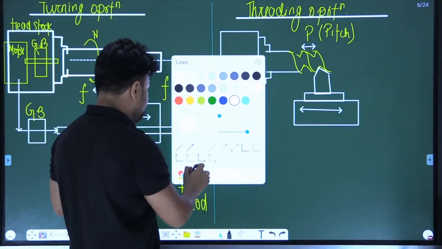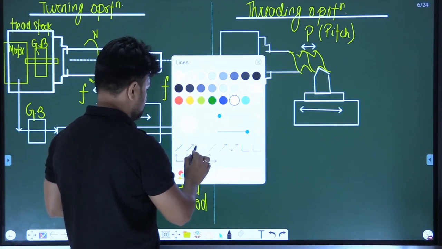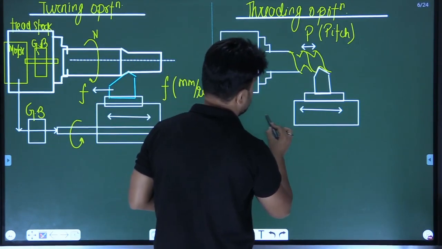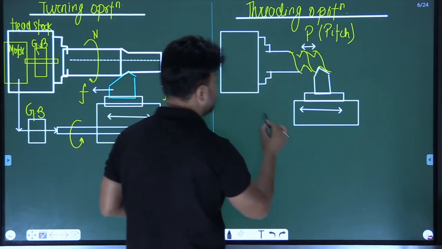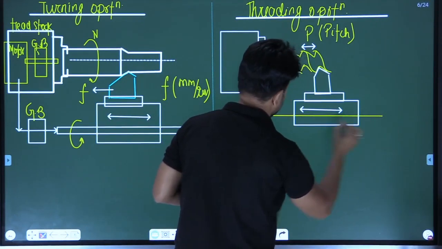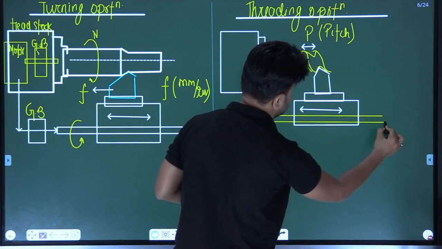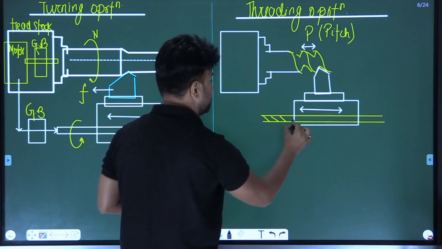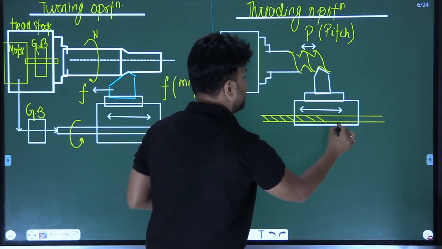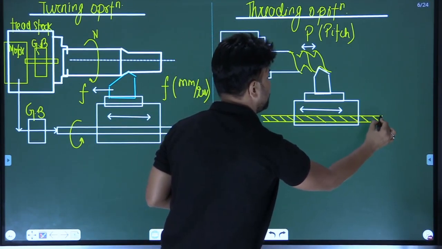Actually, there will be a what, my dear student? There will be basically a lead screw. A rod is there whose name is what? A lead screw, right? This is a lead screw. On this lead screw, there will be a thread basically. There will be an ACME thread, right?